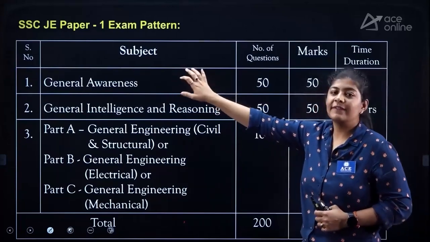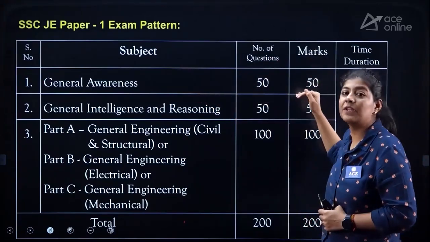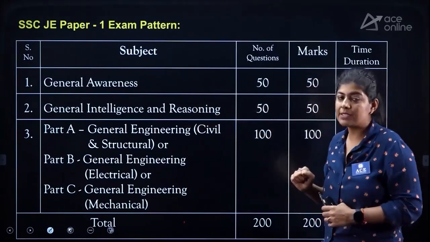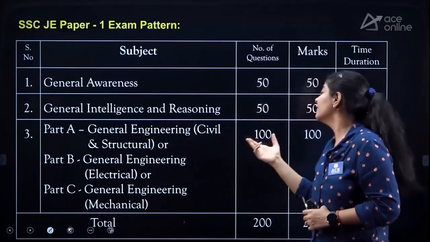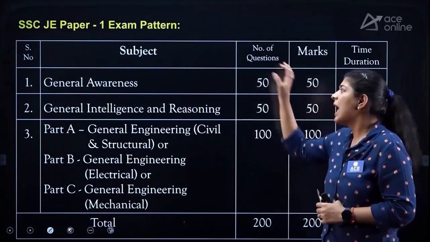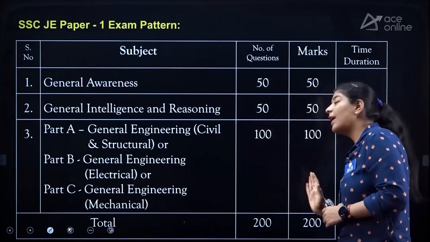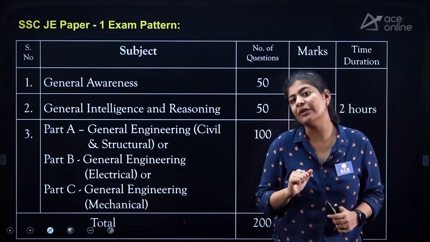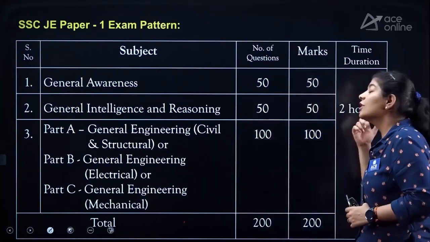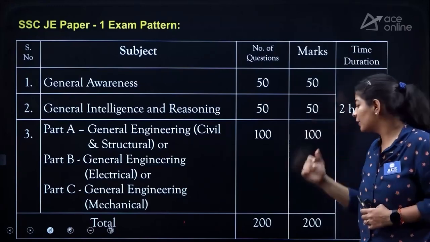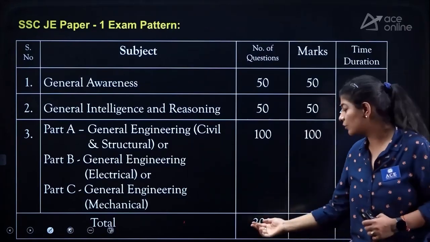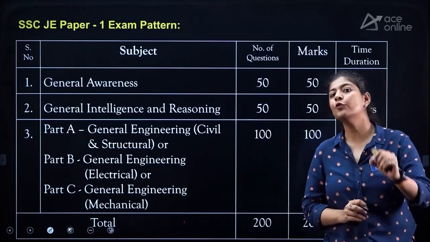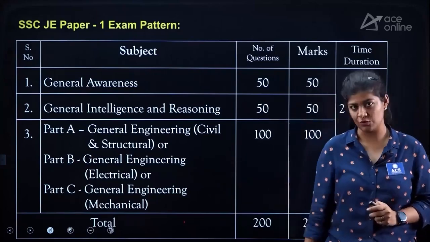Now let's talk about the number of questions asked from each topic. General awareness has 50 questions carrying 50 marks. General intelligence and reasoning again has 50 questions carrying 50 marks. The technical portion has 100 questions carrying 100 marks, and all these 200 questions carrying 200 marks are MCQ, multiple choice questions. The time limit to attempt all of them is 2 hours. So within 2 hours, you need to attempt the maximum number of questions out of 200. Is there any negative marking? Yes, there is a negative marking of 0.25 marks for each wrongly attempted question.